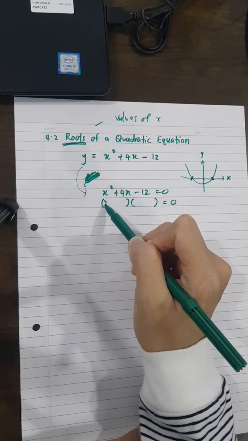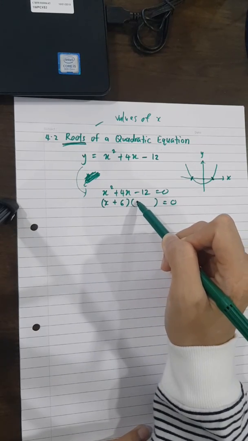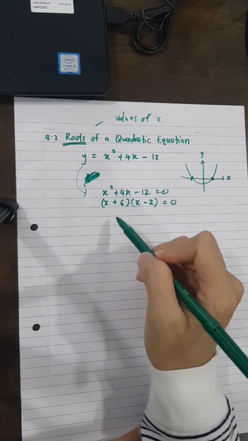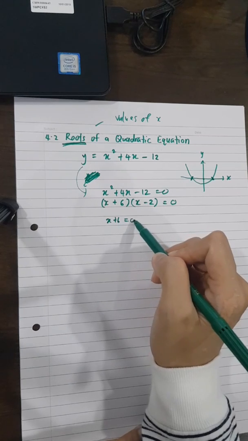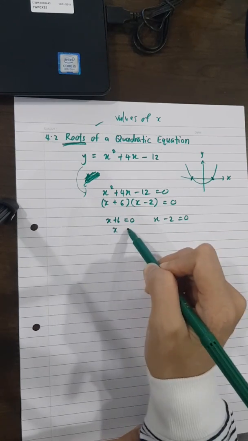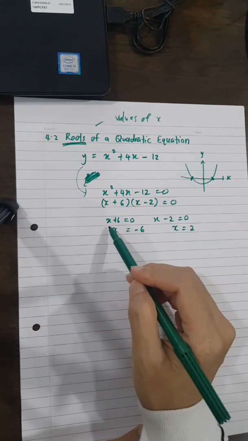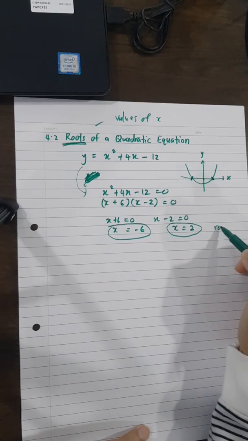Okay, you have to factorize. So negative 6 times 2 is negative 12, and negative 2 plus 6, then you get 4. So x plus 6 equals 0 or x minus 2 equals 0. So x equals negative 6, x equals 2. We call x equals negative 6 and x equals 2 the roots.